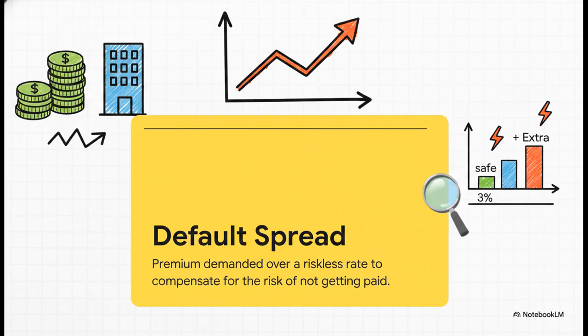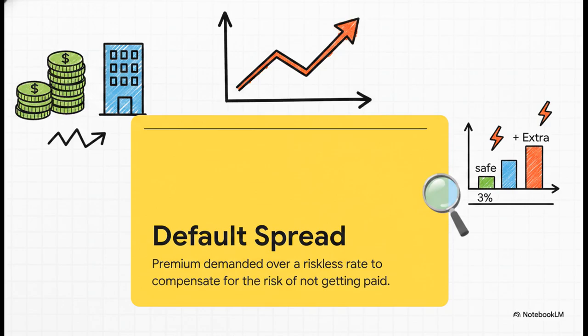Because the truth is, every investment has value, right? But before we can calculate that value, we absolutely have to quantify the risk of simply not getting paid. So, understanding this definition is absolutely crucial. The default spread is just the premium demanded by investors over a riskless rate to compensate for the likelihood that promised cash flows might not be delivered.